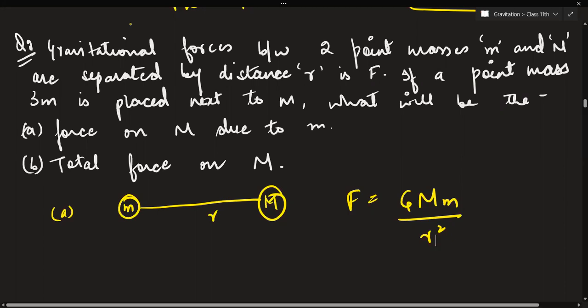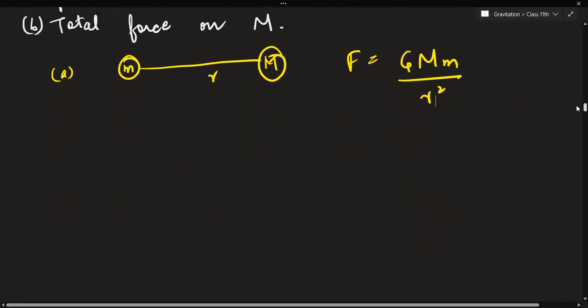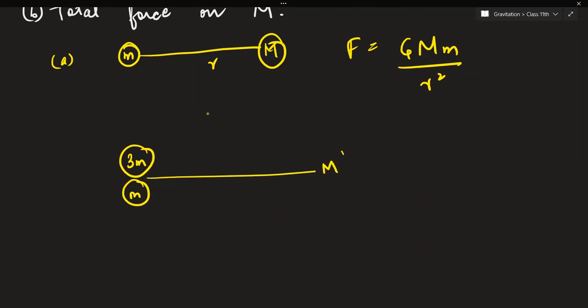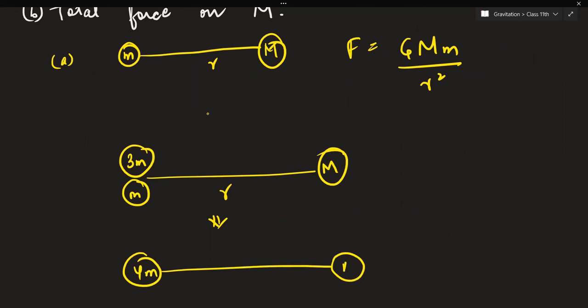This was the first case given. Now, secondly, you have m and m on one side, and then you have capital M and R. So instead of this, it's better if we write this as 4m and this as capital R, right? Now see what will be the new force, F dash. This will be G, one mass is 4 small m, the second mass is capital M, divided by R square. Now see, force on capital M due to small m will be this.